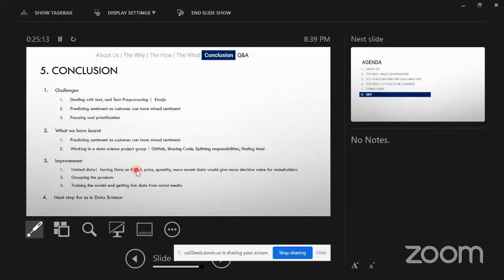So to conclude, the challenges that we found were dealing with the text and the pre-processing. Initially we were going to drop the emojis because it was very hard to actually process them. Then we tried a few models and finally we got somewhere. Also, trying to predict the sentiment.